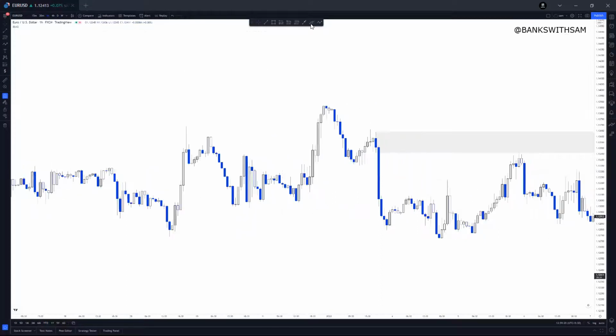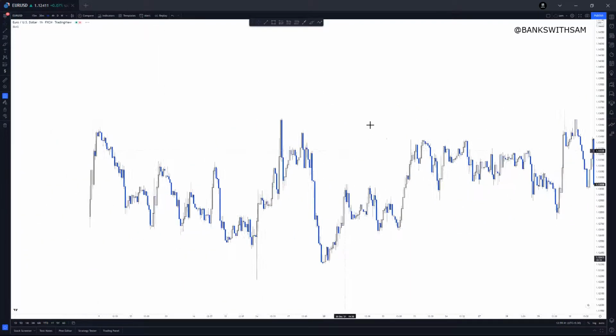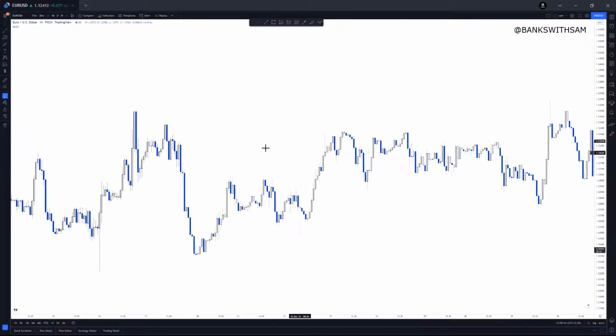Like in this case, there was no inefficiency, as you can see. There was a small imbalance which price did fill and showed a reaction, but here there was no inefficiency, price was just pulling back, so this was not the ideal demand or supply. Let me discuss more about it.